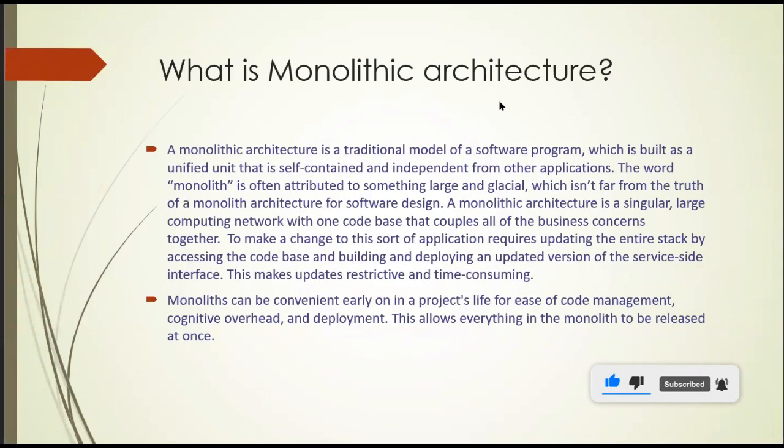First thing we need to understand is what is monolithic, right? A monolithic architecture is a traditional model of a software program which is built as a unified unit that is self-contained and independent from other applications. That means, take an example of e-commerce, right? When we design an e-commerce application, it has multiple modules basically. Say catalog will be one module, inventory is one module, order is one module, payment is one module, right? All these modules are encapsulated as a single project and delivered as one bundle for deployment, right? So that is how the monolithic architecture design works.